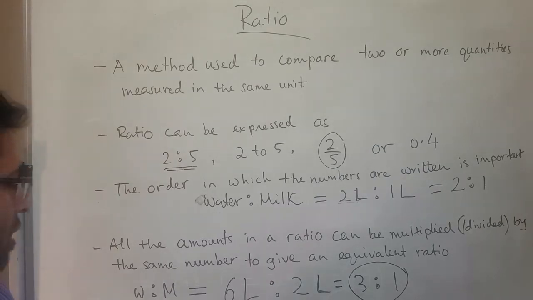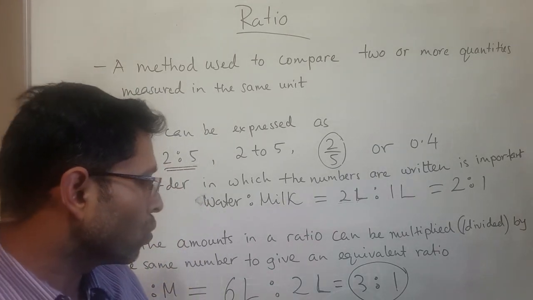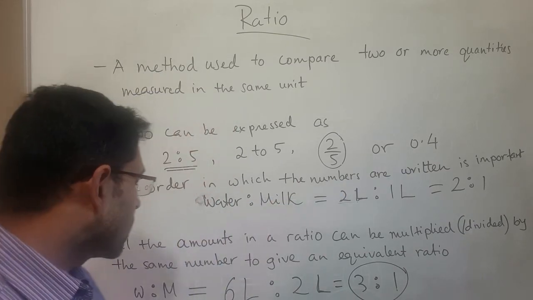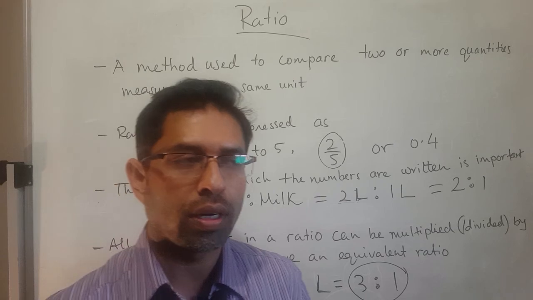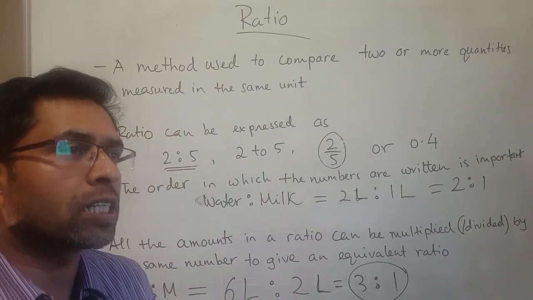So instead of saying that we are adding water and milk in 6 liter to 2 liter, it's easier to understand and to explain to others that we are adding water and milk in 3:1 proportion or ratio. So that's why simplification is very important.